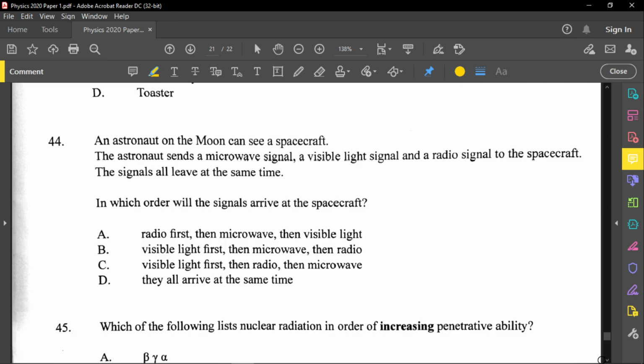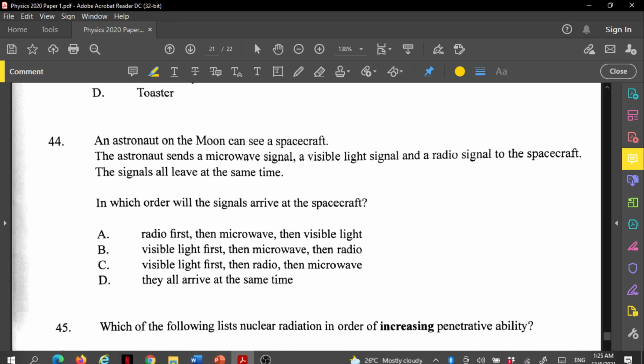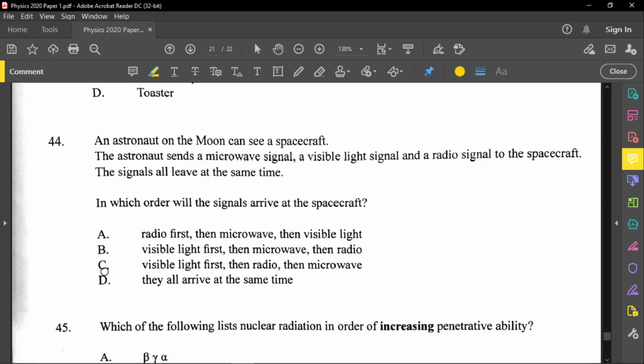First and foremost, to make this clear, all of these waves are electromagnetic waves. So they are part of the electromagnetic family. And what you need to know about electromagnetic waves is that they all travel at the same what? Speed. So if they're traveling at the same speed, it therefore means that they will be there at the same time. So D is the correct answer.